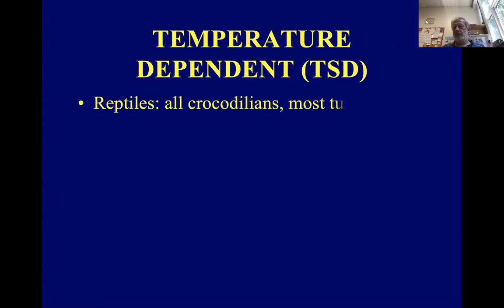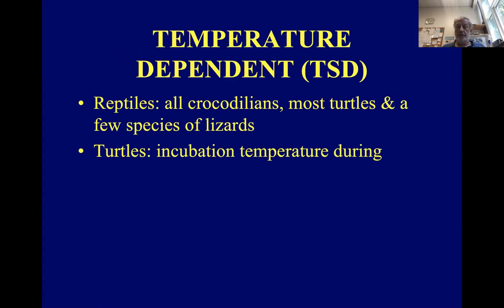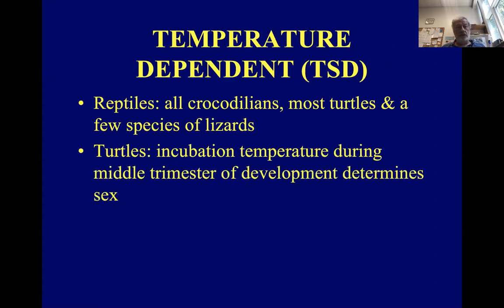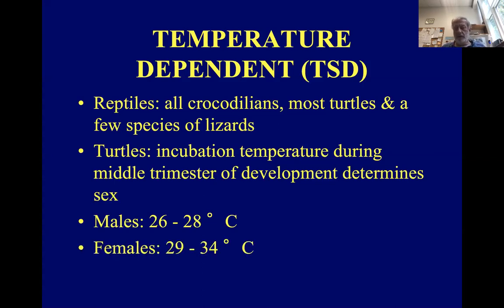So in many species of reptiles, including all crocodilians, most turtles, and a few lizards, there is temperature-dependent sex determination. In turtles, the temperature that the eggs are exposed to during the middle trimester of development determines the sex of the little turtle embryos in those eggs. And in one species, temps of 26 to 28 degrees C produce males. Higher temps from 29 to 34 produce females.